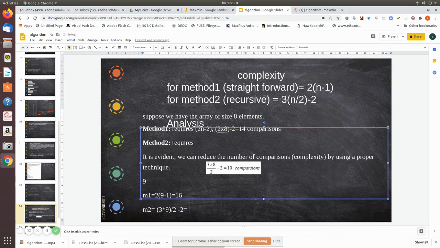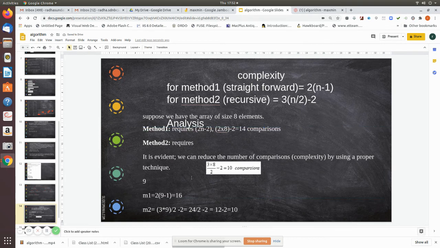So what happens here? 24 divided by 2, again minus 2, which is 12 minus 2, which is equal to only 10 comparisons. So even if you increase that, it becomes 10 comparisons only. So the comparisons are reduced. A recursive algorithm performs well, and this is the best case of finding the maximum and minimum with a recursive algorithm.